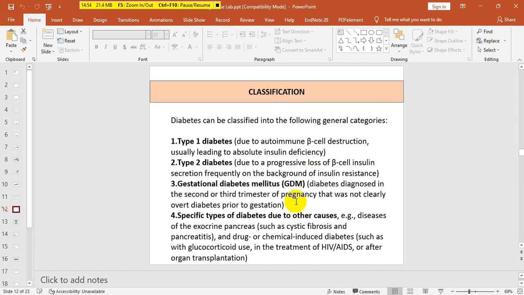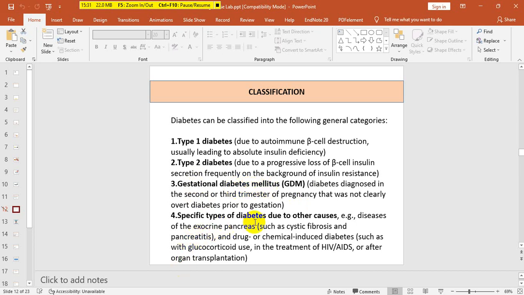Gestational diabetes mellitus. Some pregnant women, when they are not pregnant, they don't have diabetes. Their sugar level is normal. But when they are pregnant, their sugar level goes up. Why? And it happens that when they finish giving birth, their sugar level becomes normal. This condition is called gestational diabetes mellitus. Gestational means what? Anytime you hear gestation, it is what? Pregnancy. So pregnancy associated diabetes mellitus.